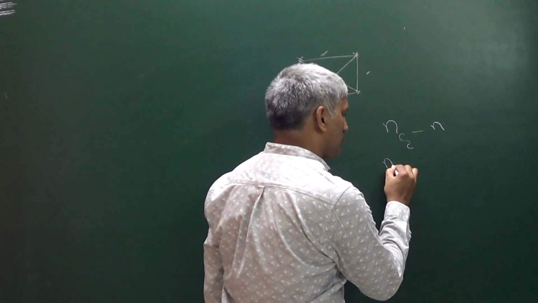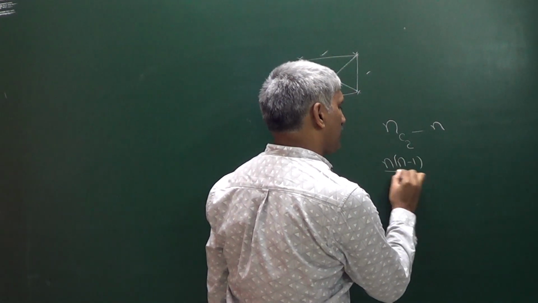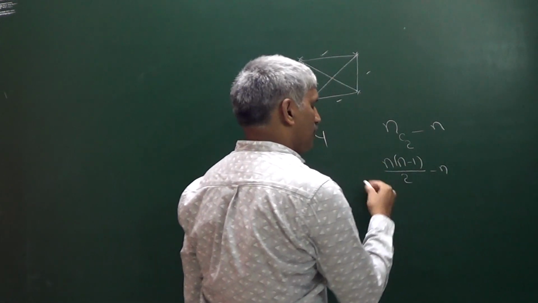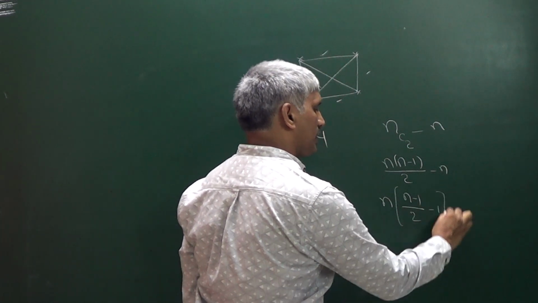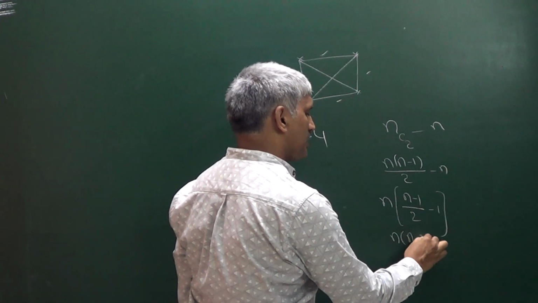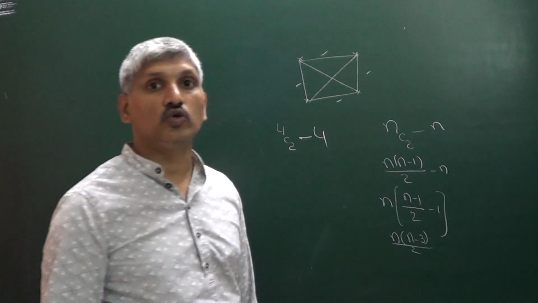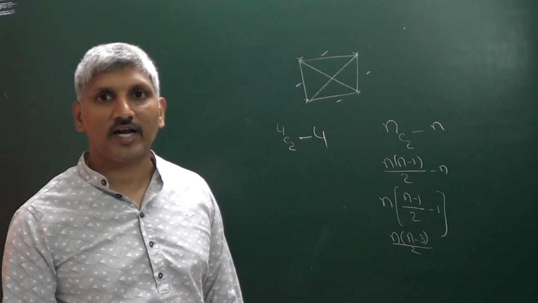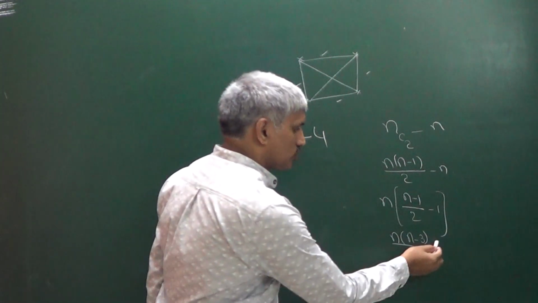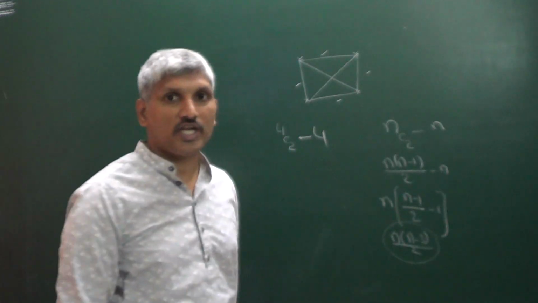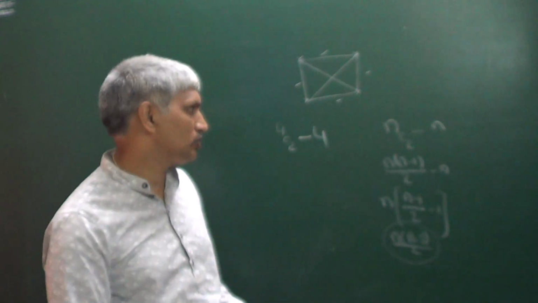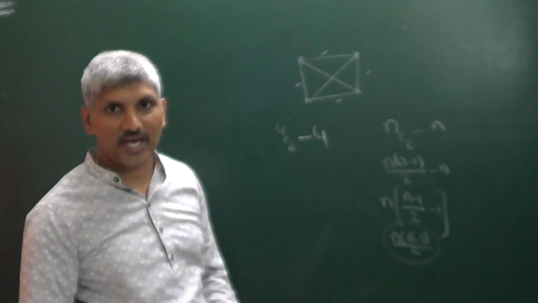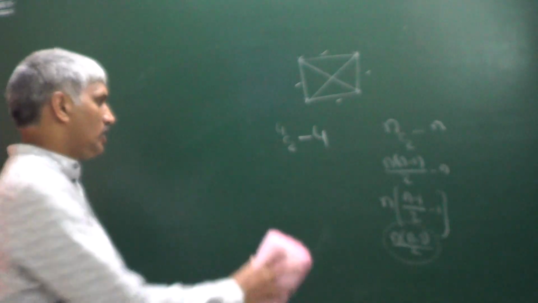You know nC2 is equal to n into n minus 1 divided by 2, minus n. If you take n common, we will get n times (n minus 1 divided by 2 minus 1). That simplification gives n into n minus 3 divided by 2. So that is the answer for number of diagonals of n sides of polygon. So if number of sides is equal to n, then the number of diagonals of a polygon is given by n into n minus 3 divided by 2. That is nothing but nC2 minus n is the answer for number of diagonals of n sides of polygon.